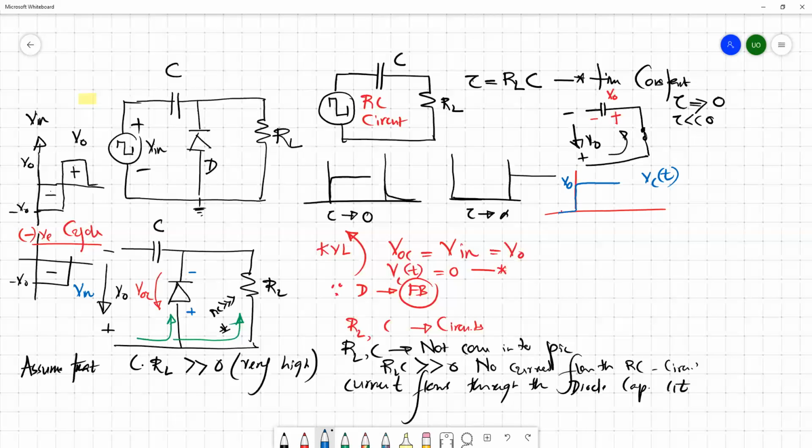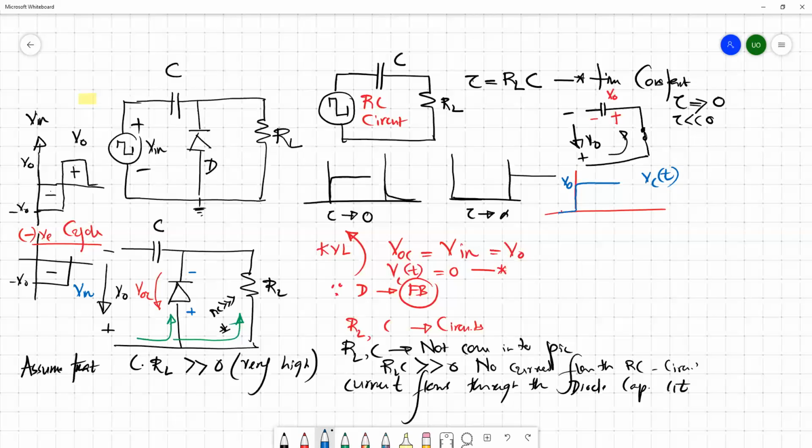So this RLC circuit is not coming into the picture because the time constant is pretty much high. You can't see any current flow through the RLC circuit, and the entire current flows through the diode. So during this negative cycle, the capacitor gets charged up to V naught with the polarity in this manner.